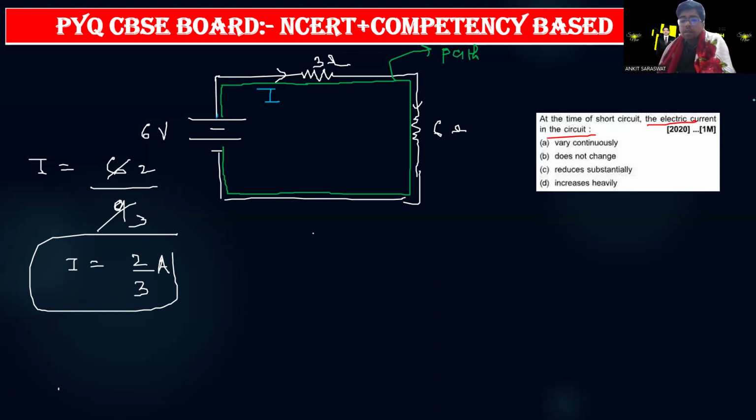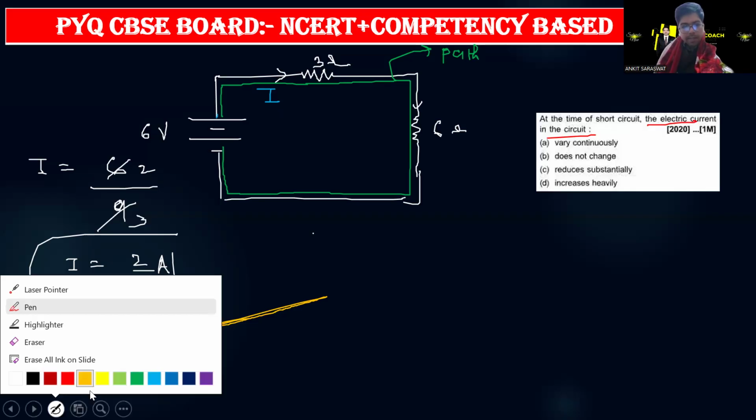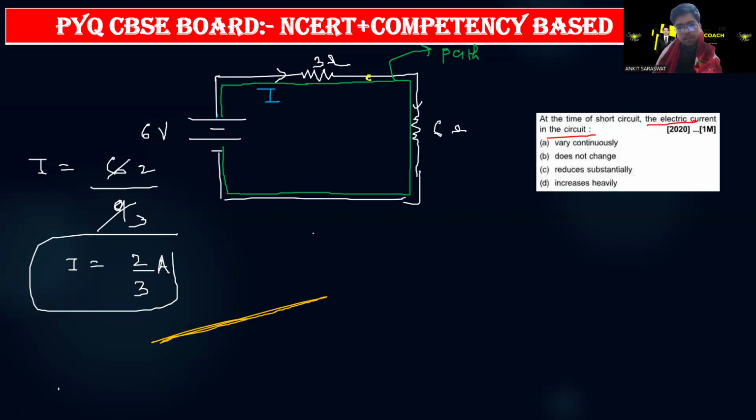Now what happened in the short circuit? Let us understand the actual meaning of short circuit. If I take any wire, this is a wire. This wire has negligible resistance, a copper wire. I take this wire and fix it like this. Now, after doing this, what is going to happen?